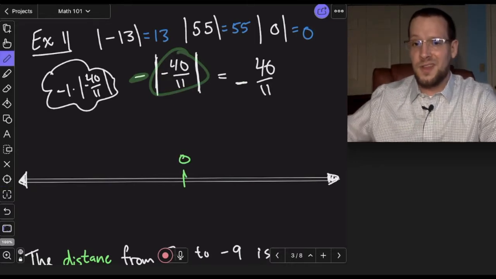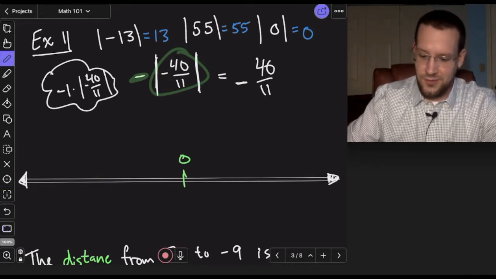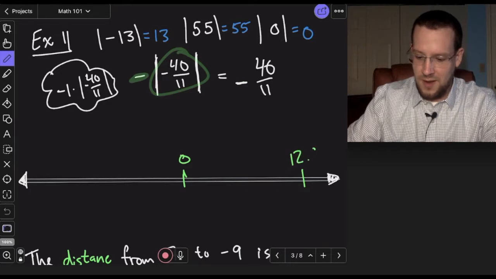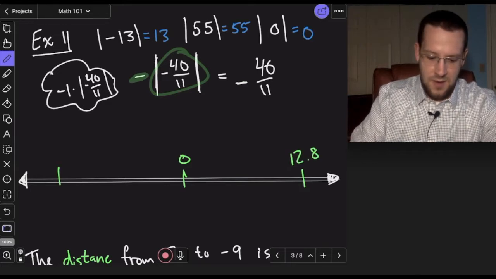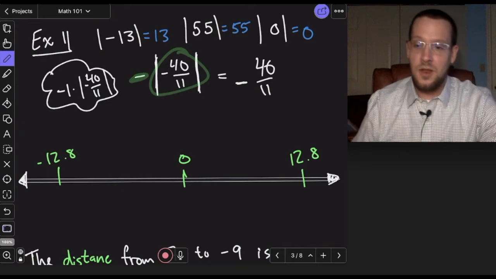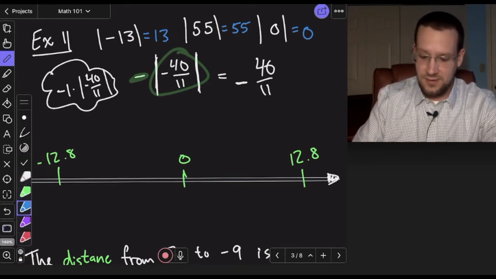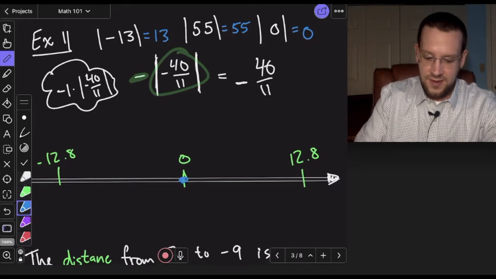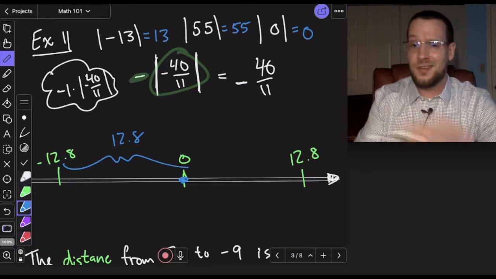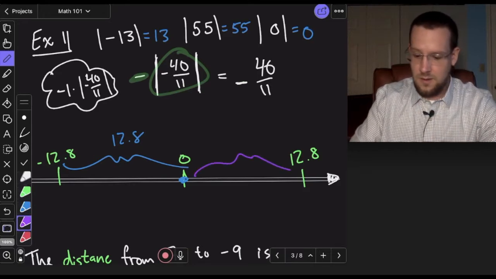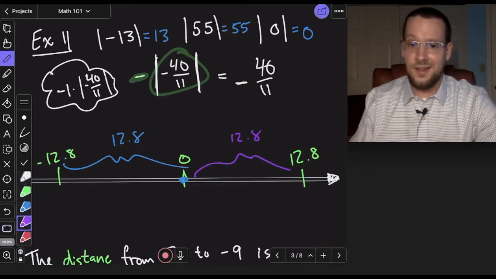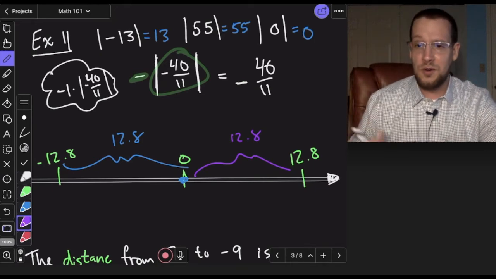Absolute value is also the distance from 0. So if we have something like 12.8, and down here we have negative 12.8, notice the distance from the origin, we can think of this as the x-axis, is 12.8 units whether it's negative or positive. That distance is still 12.8 units from the origin, from 0.